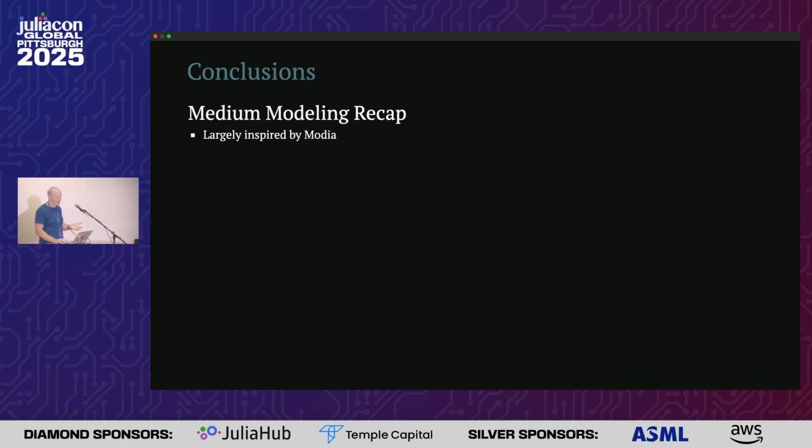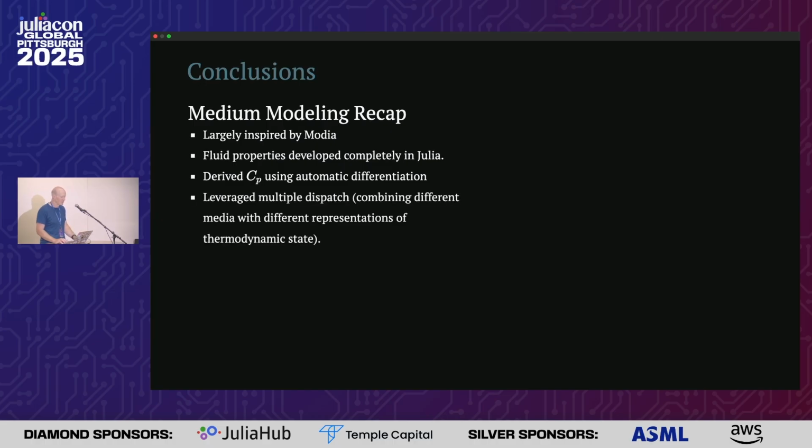One is, I have to say, a lot of what we're doing in terms of the modeling of the fluid in Julia is inspired by the way it was done in Modia, which is another Julia package, which has a sort of common ancestry with some of this work. And these fluid properties are developed completely in Julia. It's very nice. You have all the nice Julia tooling and libraries. We can use things like automatic differentiation. We can leverage multiple dispatch so that we have a single function for enthalpy, densities, internal energy across all the different media that we use and across all the different thermodynamic states that we use. We do testing and visualization in Julia.